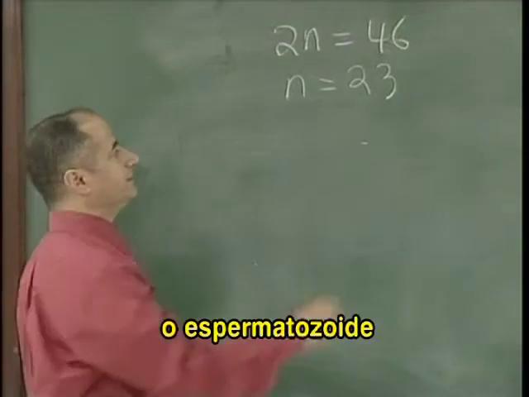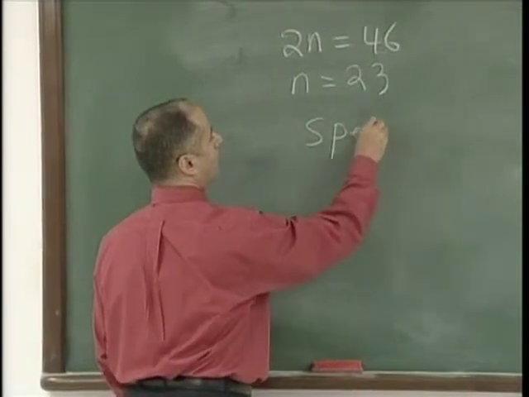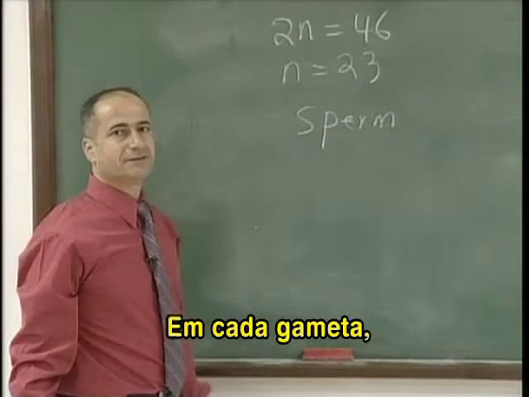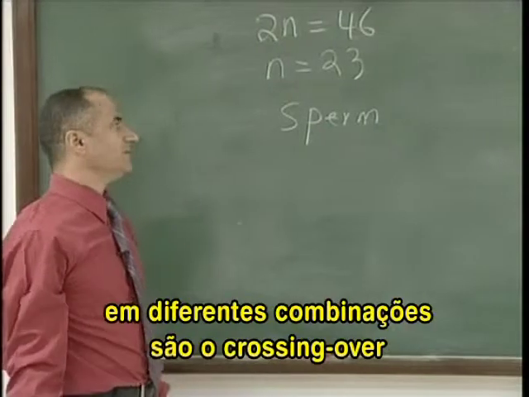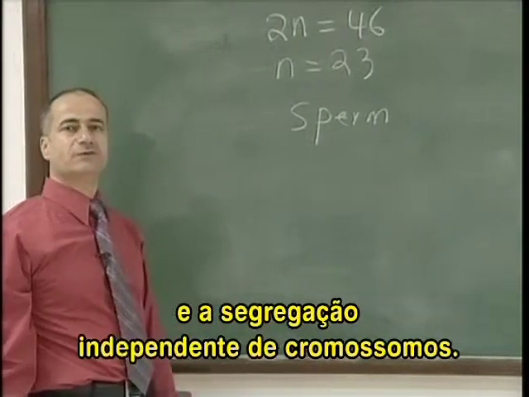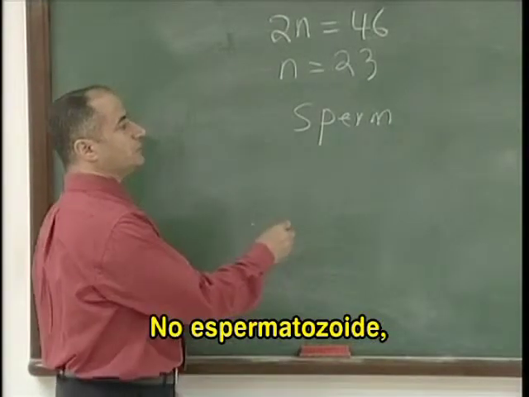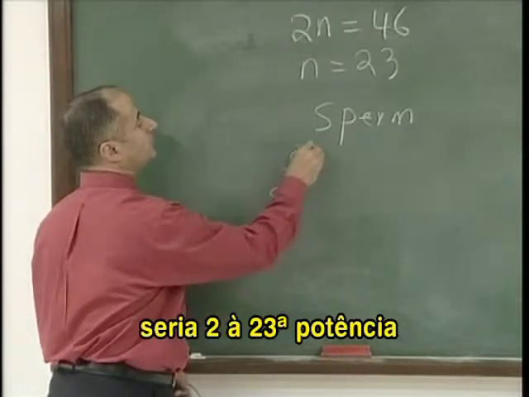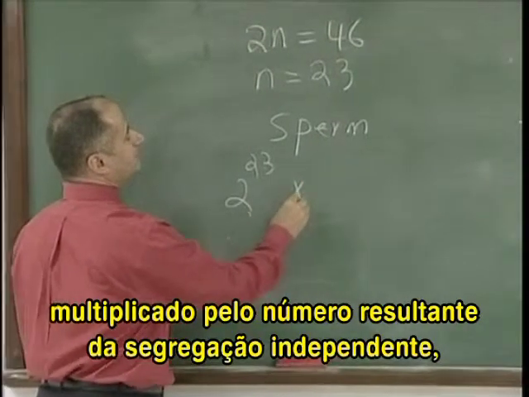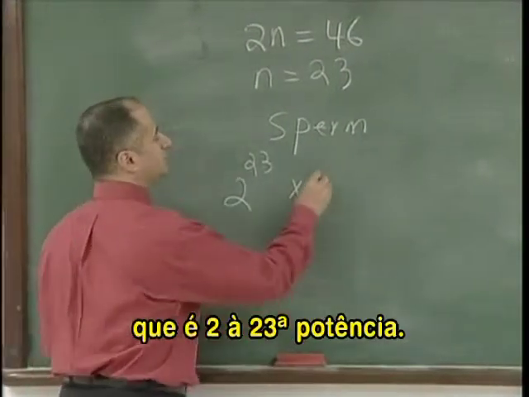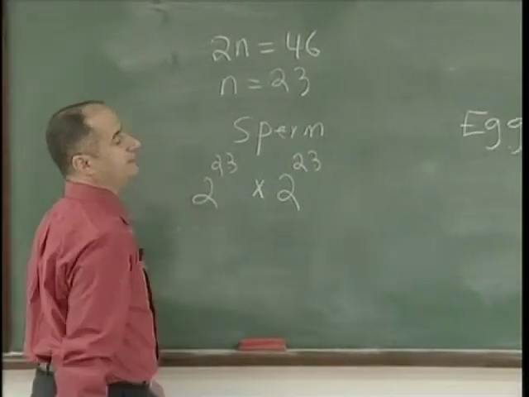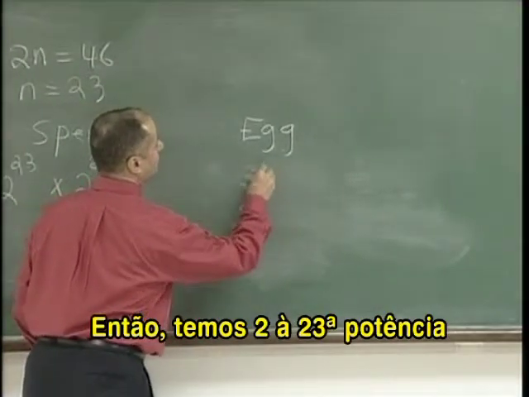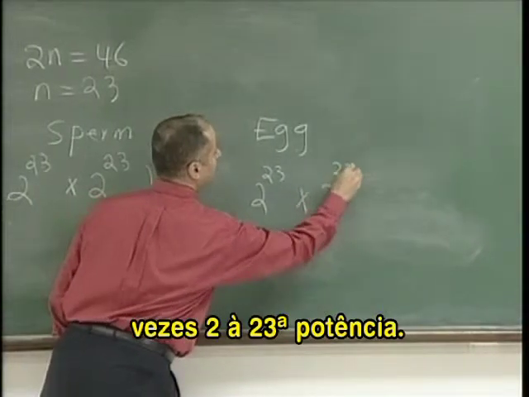So each gamete would have 23 chromosomes. So we have two gametes, the sperm and the egg. Now in each gamete, the two mechanisms that result in different combinations are the crossing over and the independent assortment of chromosomes. So in sperm, the number of combinations resulting from crossing over would equal 2 to the power 23, multiplied by the number resulting from independent assortment, which is again 2 to the power 23. Same thing also in the egg. So we have 2 to the power 23 multiplied by 2 to the power 23.